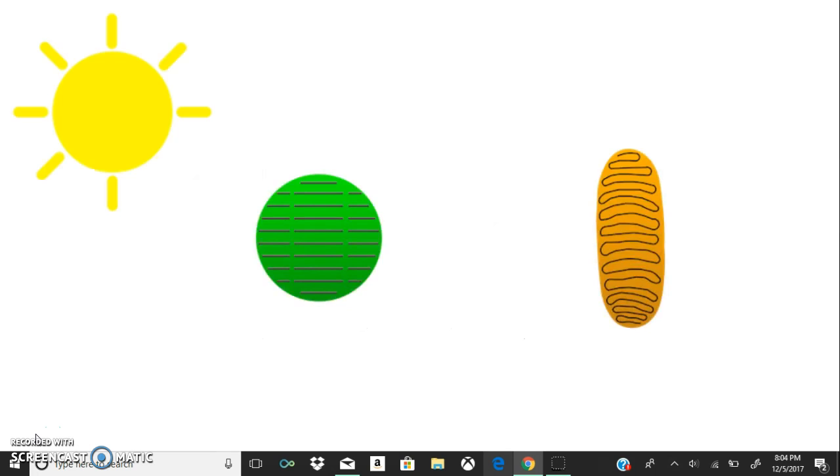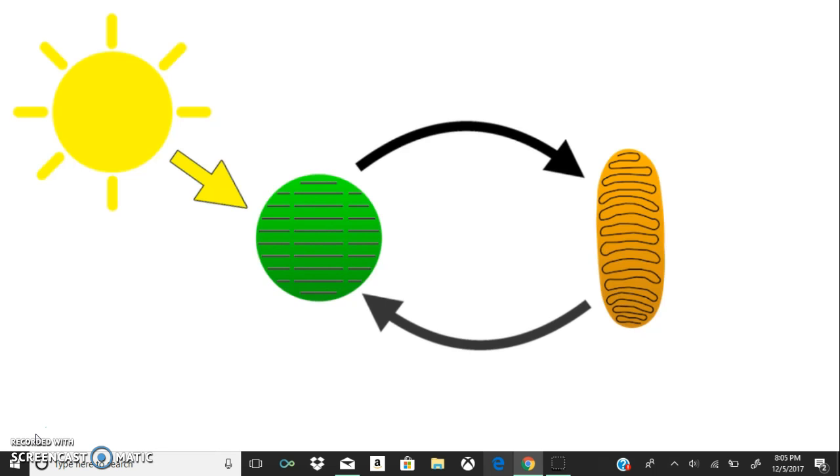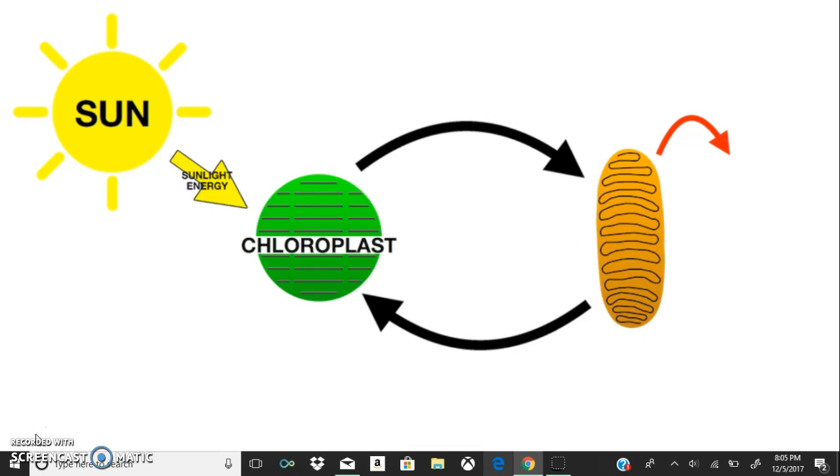So, first off, we have the sun, which is giving off something to the chloroplast. The chloroplast is also giving something off to the mitochondrion, and the mitochondrion gives something off to the chloroplast, and also gives off something else. We know that that is the sun, and it is giving off sunlight energy to the chloroplast, of course. And then in return, the chloroplast is giving something off to the mitochondrion. And during that process, the mitochondrion releases ATP energy.